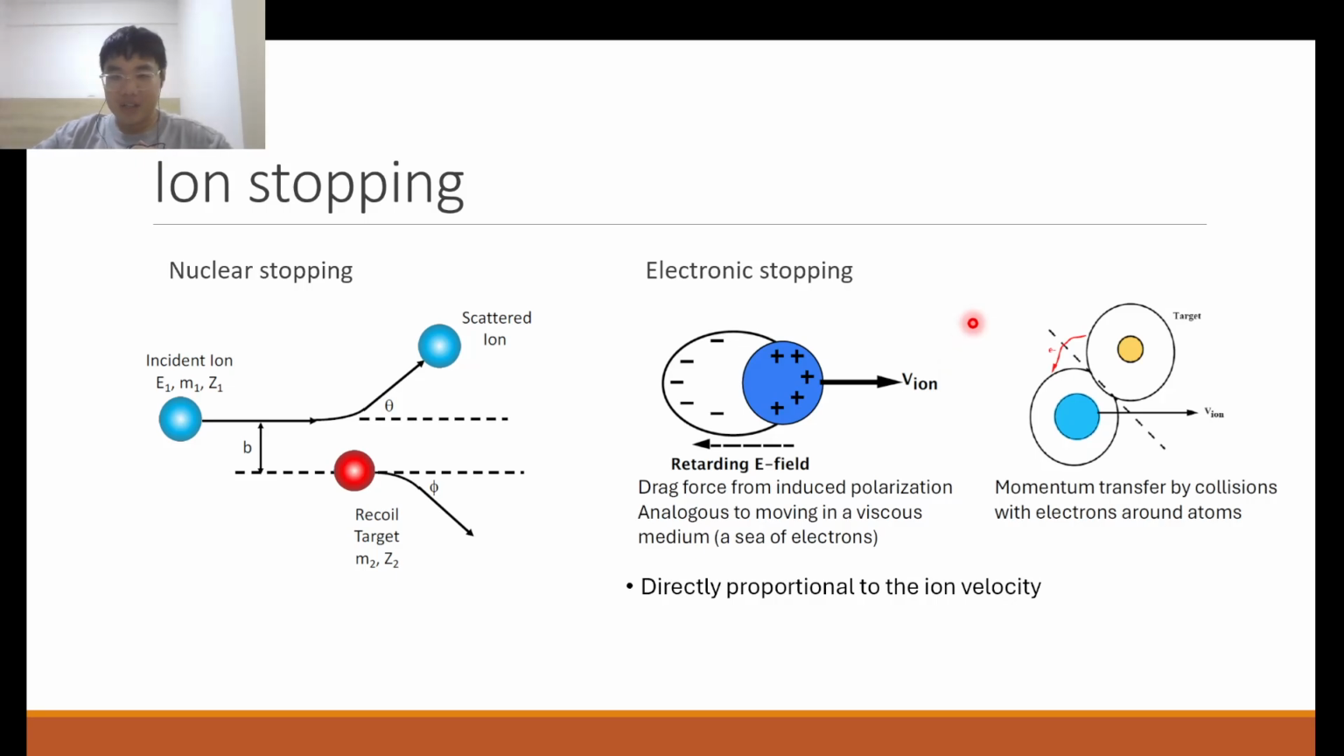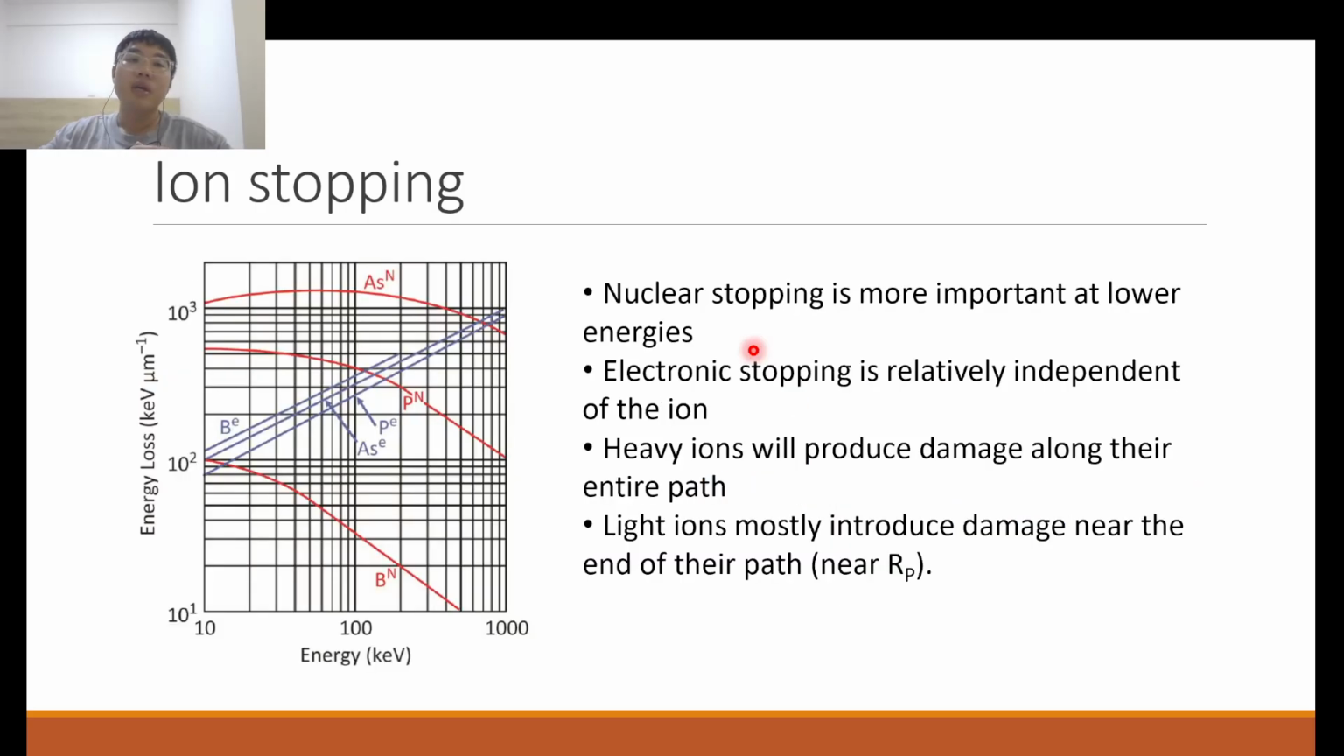The thing about electronic stopping is that it's directly proportional to ion velocity. Like the F1 car, air resistance is proportional to the car velocity. Likewise, the energy lost in electronic stopping mechanisms is directly proportional to the ion velocity. So let's take a look at certain ions, like your arsenic, your phosphorus, and all that. Okay.